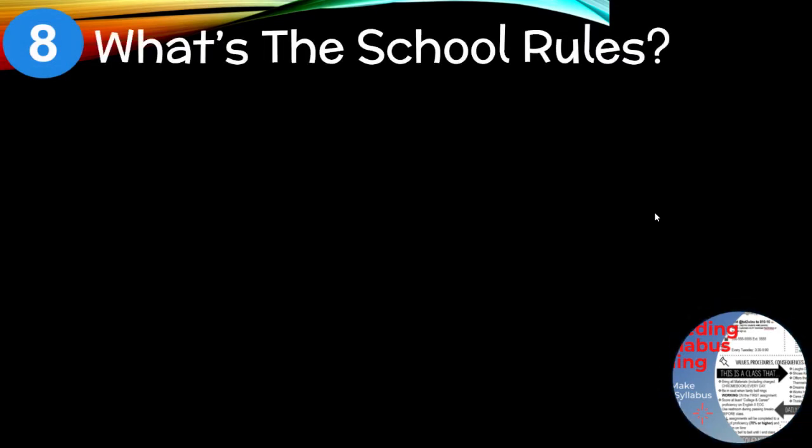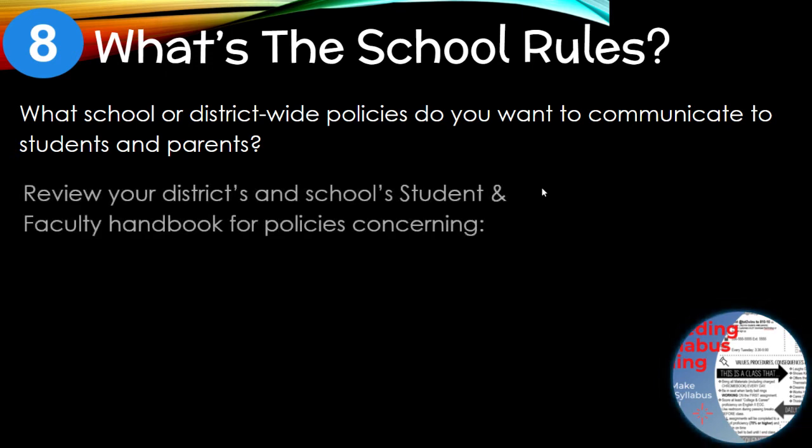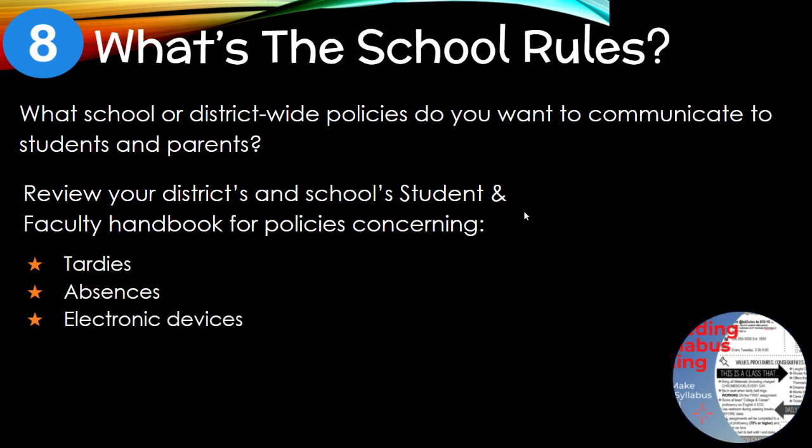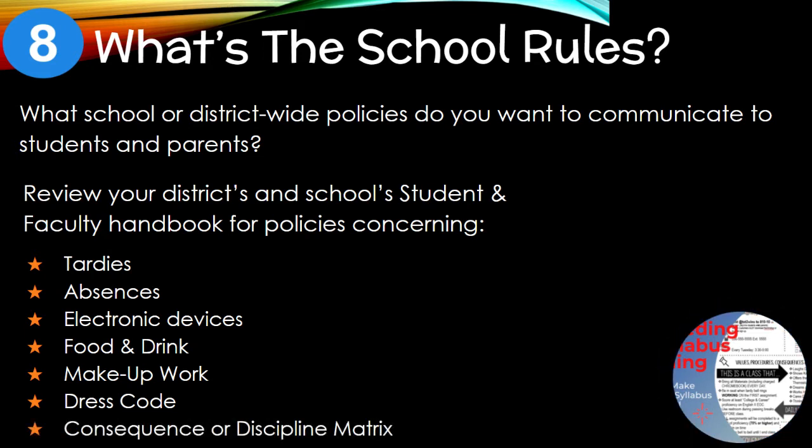All right, design tip number 8. What are the school rules? What school or district-wide policies do you want to communicate to students and parents? So the first thing you want to do is review your district's and school's student and faculty handbook for policies concerning tardies, absences, electronic devices, food and drink, makeup work, dress code, and the consequence or discipline matrix.